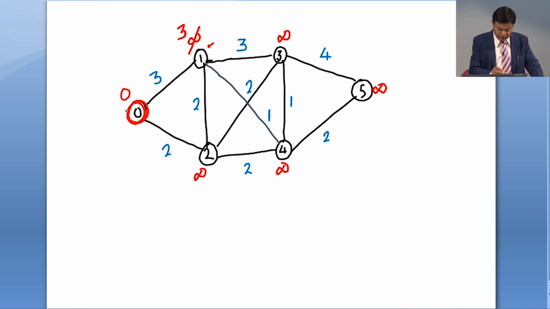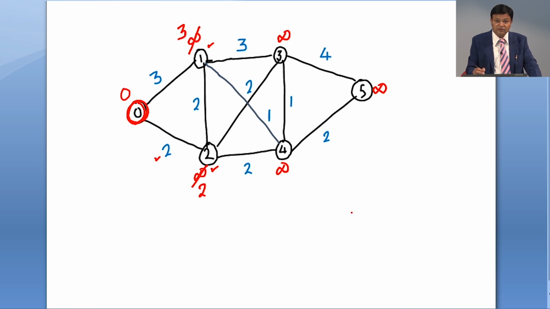Similarly, is there any other node which is directly connected from 0? Yes, 2 is a node which is directly connected from 0. So the distance of 0 is 0 and there is a distance of 2 from 0 to 2. So the final distance up to 2 will be 2, which is smaller than infinite, so we'll replace this infinite by 2. Now we enter into next stage.